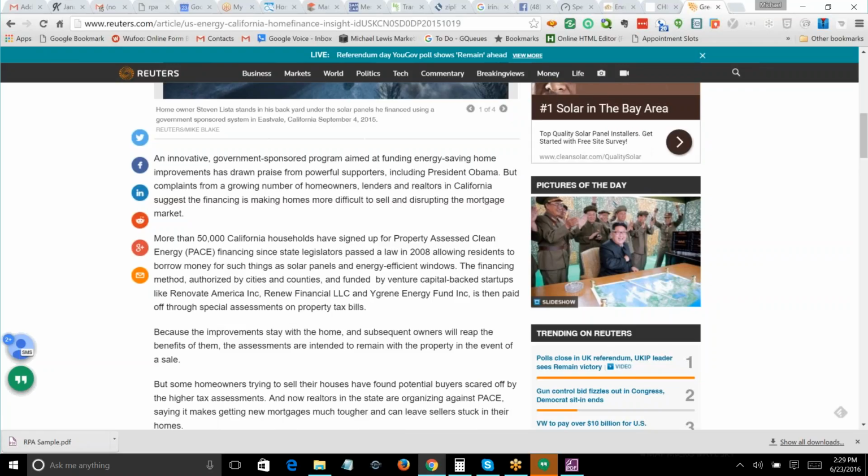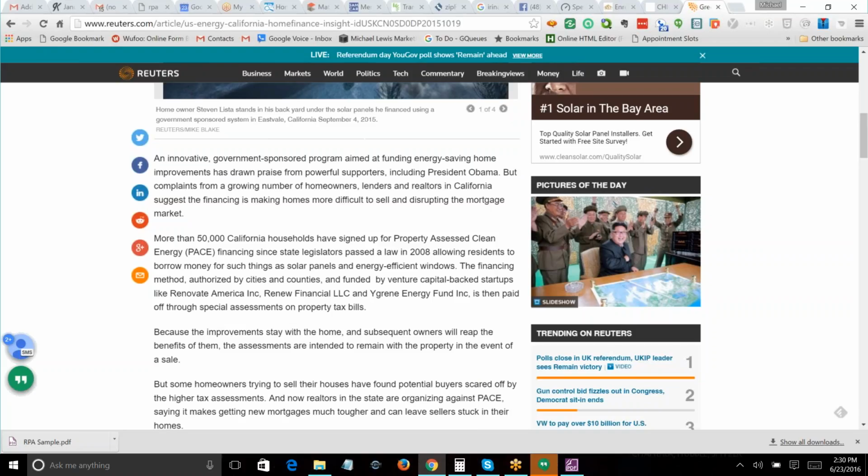More than 50,000 California households have signed up for property assessed clean energy financing since they passed the law in 2008. Because the improvement sale of the home and subsequent owners will reap the benefits, the assessments are intended to remain with the property in the event of a sale. But some homeowners trying to sell their homes have found potential buyers scared off by the higher tax assessments, and now realtors in the state are organizing against PACE.